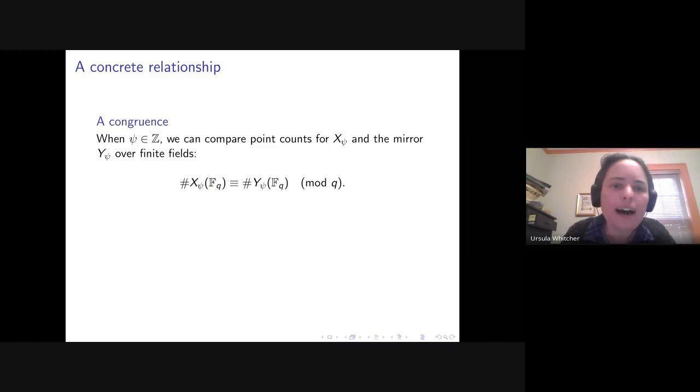All right. I'm going to try to make things more complicated geometrically, and maybe look a little bit less complicated arithmetically for now, which is a congruence that we get if we take pieces of our pencil where our parameter is integral. We can compare the point counts of our original Fermat pencil and our mirror pencil, and over finite fields, these point counts are congruent.